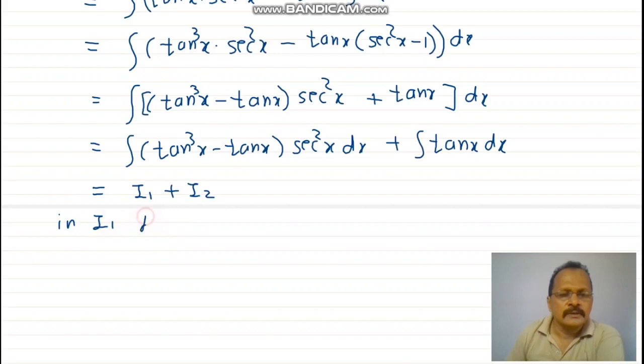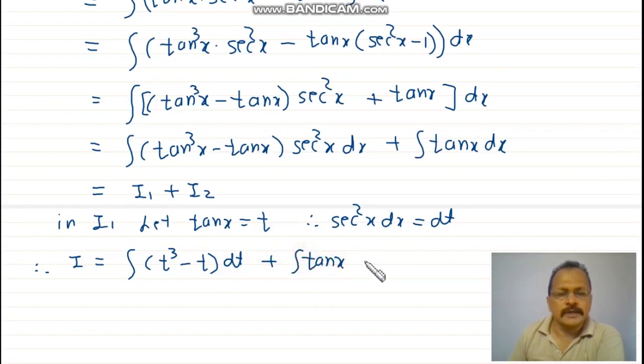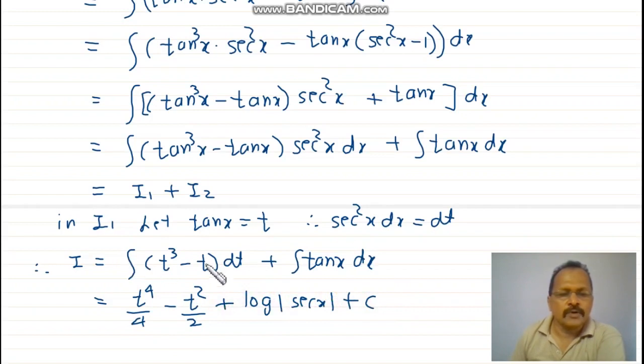In I1, let tan x equal t. Therefore, sec square x dx is equal to dt, and therefore I equals integration t cube minus t times dt plus the I2 integration tan x dx, equal to t raised to 4 upon 4 minus t square by 2 plus log mod sec x plus c for all these three integrations.